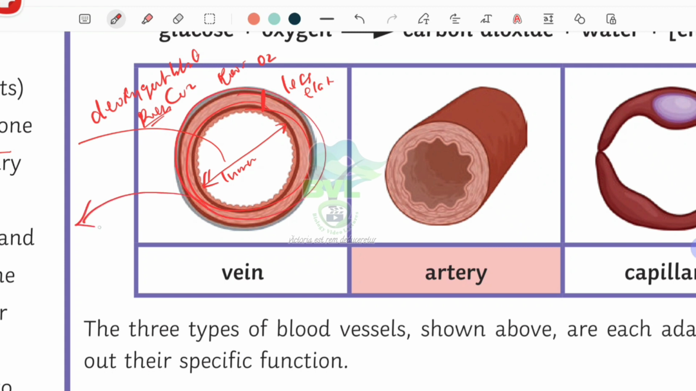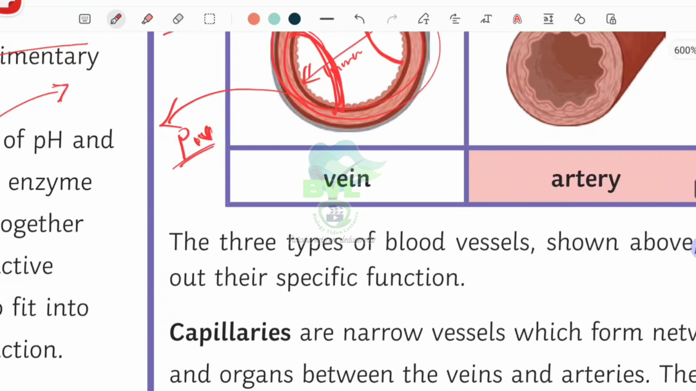Except one type of vein called the pulmonary vein. The pulmonary vein is the only vein that does not carry deoxygenated blood; rather, it carries oxygenated blood. So remember that your vein has a wide lumen and is less thick. Veins also have valves in them which prevent backflow of blood. Veins take blood into the heart, no exception. All veins take blood into the heart.